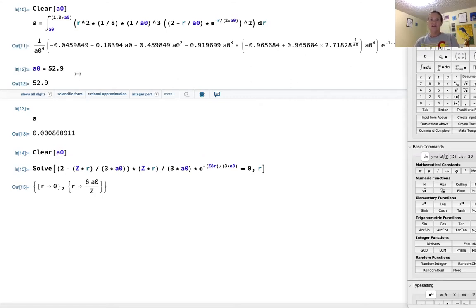And then I tell it that A0 is 52.9. After I do that, then I can ask again. I called this integral A. So now I can ask it, what's the value of A? And I get 8.6 times 10 to the minus 4. So that's the probability you're going to find the electron in that sphere of thickness 1 picometer at Bohr radii, so at A0 from the nucleus.